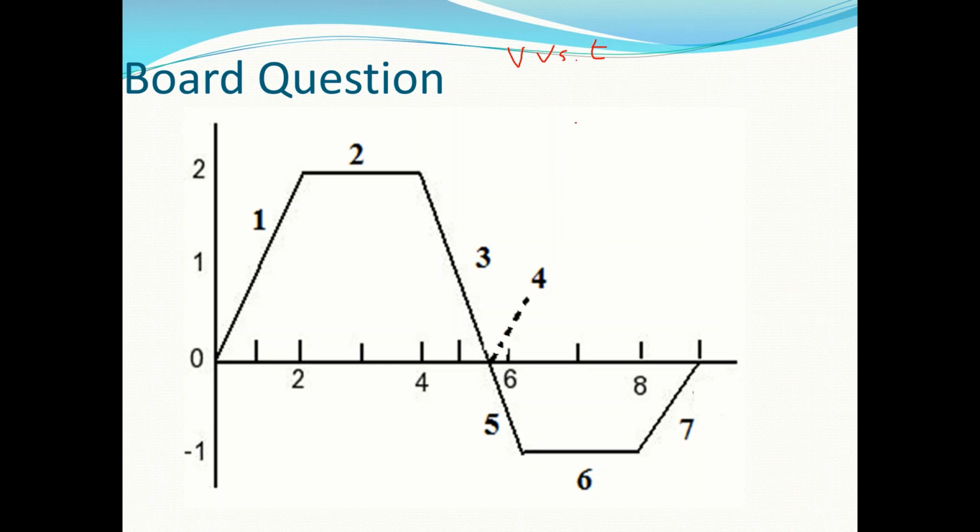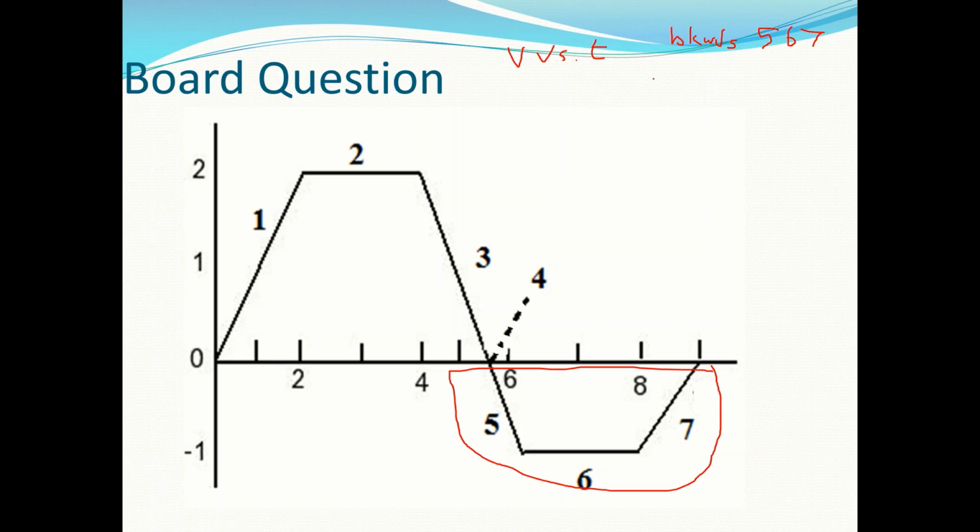Okay, so if this was a v versus t graph, where am I moving backwards? So pause it, see if you can figure out where you're moving backwards. So you are moving backwards anywhere you're below the x-axis. So this whole section here is backwards. So you're moving backwards 5, 6, and 7.